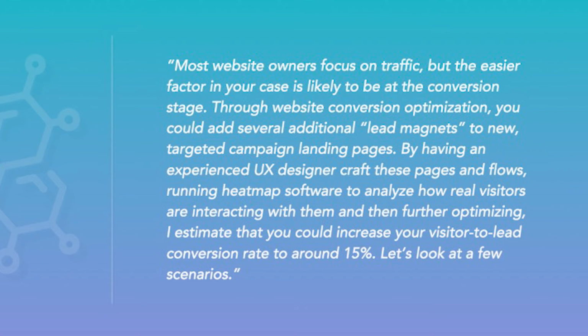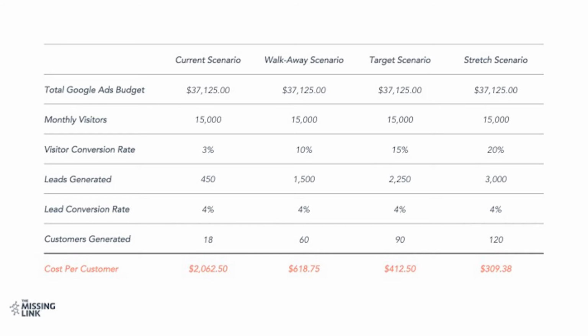Let's look at a few scenarios. As you can see in our current scenario column, we currently have a 3% visitor conversion rate. Now, if we go over to the target scenario column, which is what we think is most reasonable, we can hit a 15% visitor conversion rate, and that drops our cost per customer from over $2,000 down to just over $400. I've also created a walkaway scenario, which is kind of a worst case in our view, and a stretch scenario, which is something that we think is possible, but maybe less likely.